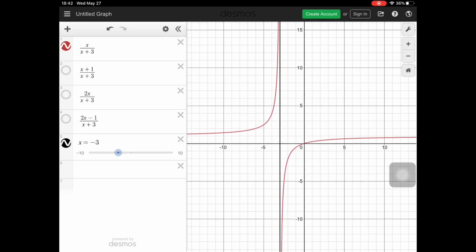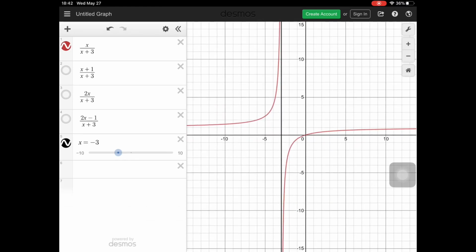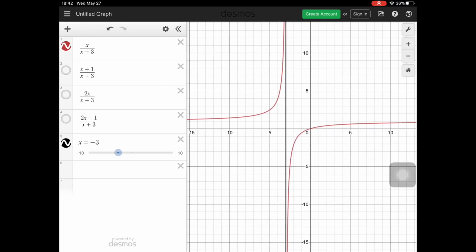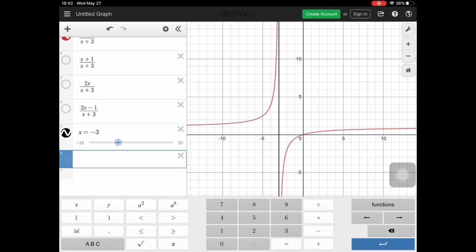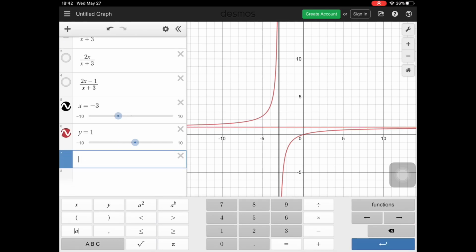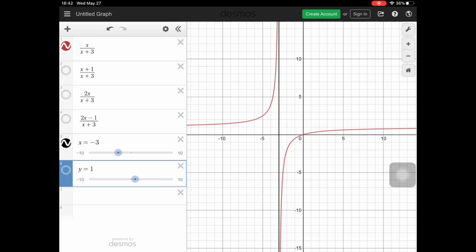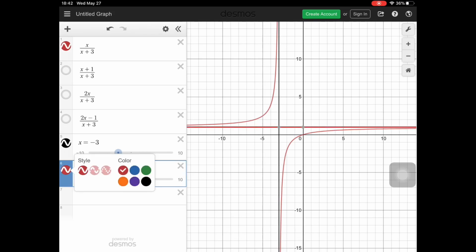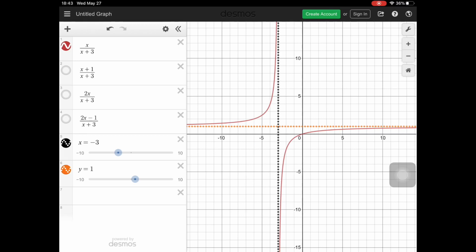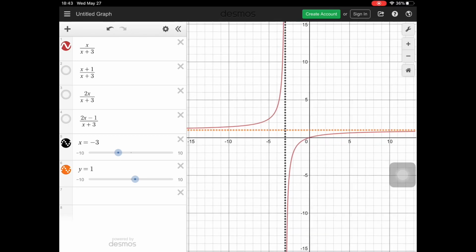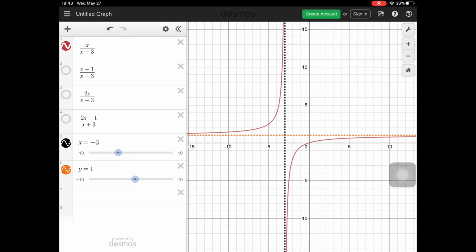And what about the horizontal asymptote? Where is the horizontal asymptote? It seems to be at y equals 1, right, if we look at the graph. And if we sketch y equals 1, you will see that that is the horizontal asymptote, right? I'm going to change the color. There you go. So we can see that the horizontal asymptote is actually y equals 1. But how do we find that exact value?